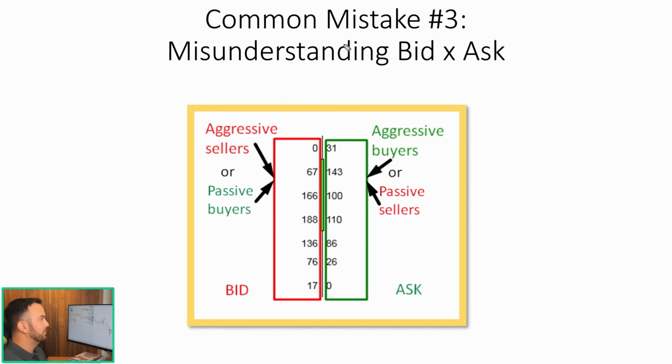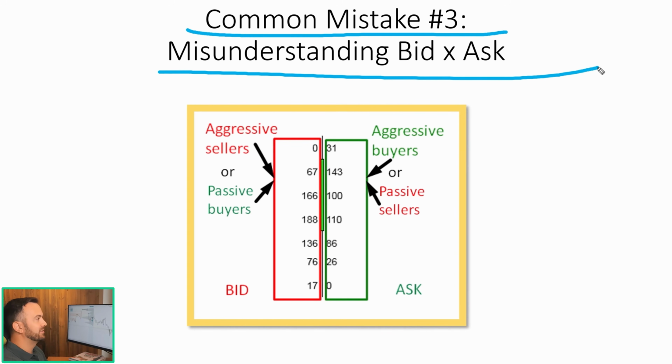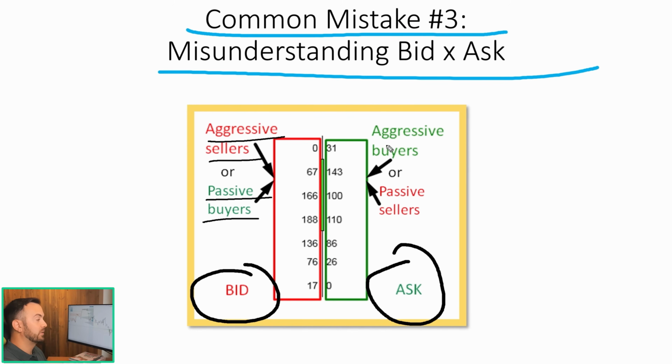Now, common mistake number 3 is misunderstanding the bid and ask. We talked about that a couple of times today. I just wanted to make sure to mention it again, because this is really, really important. So just to repeat it once again, on the bid, you can have aggressive sellers with market sell orders, as well as passive buyers with limit buy orders. On the ask, there could be either aggressive buyers with market buy orders or passive sellers with limit sell orders, right?